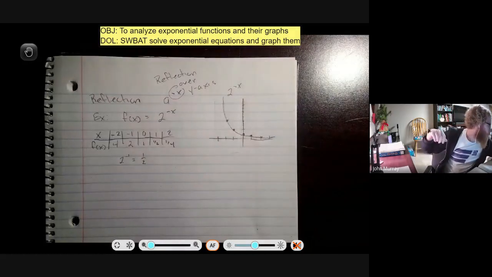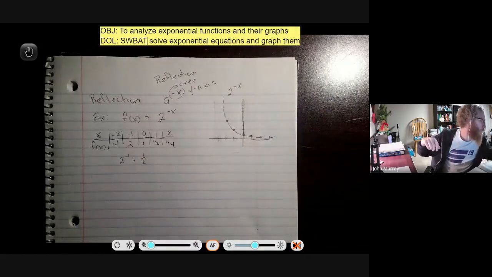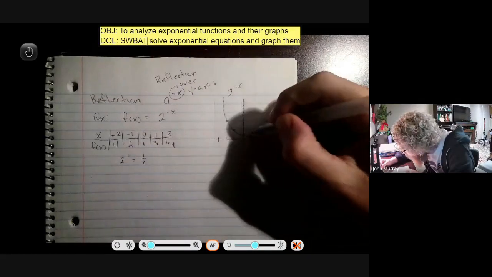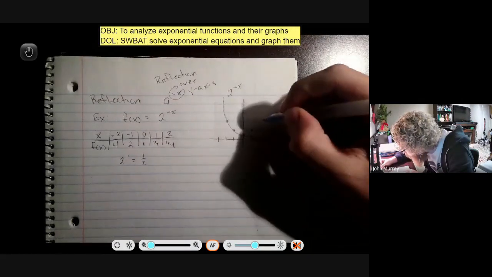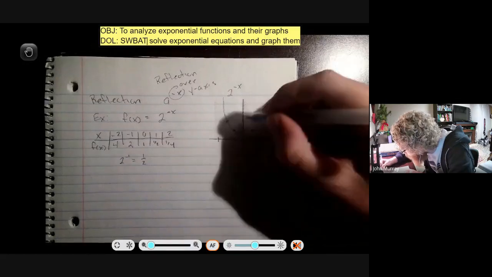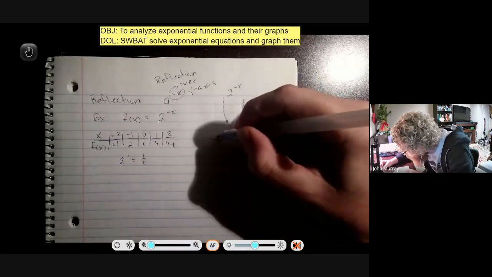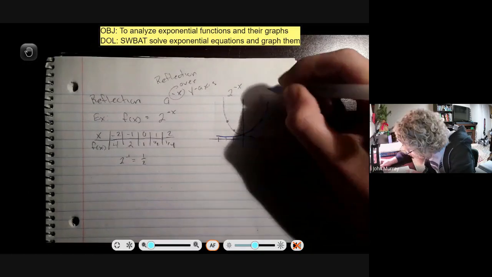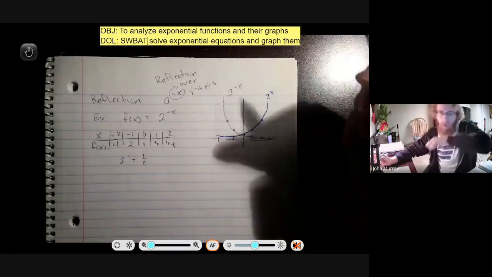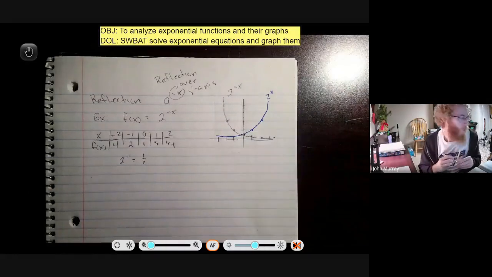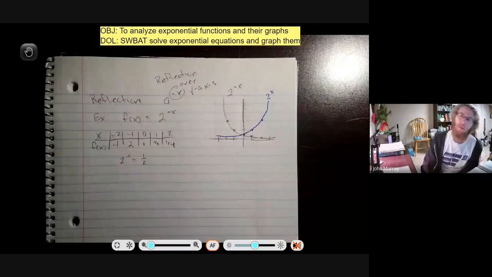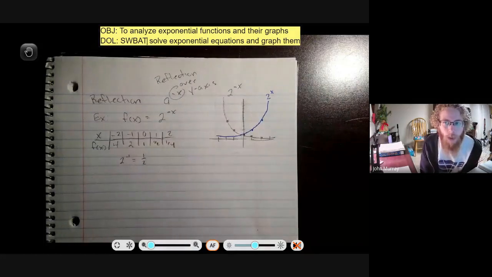So, just for comparison, with color pencils, our regular function, this would be 2 to the positive x. There we can see how it is a mirror image over the y-axis. It is a horizontal reflection.